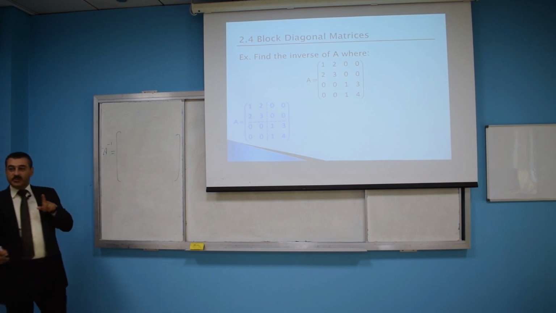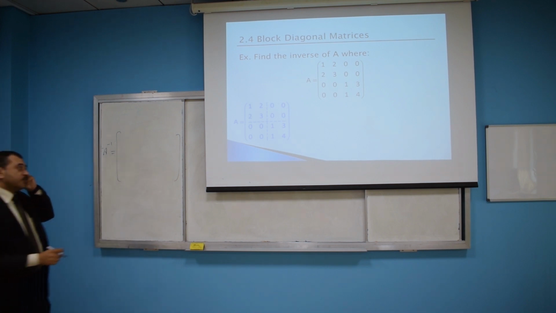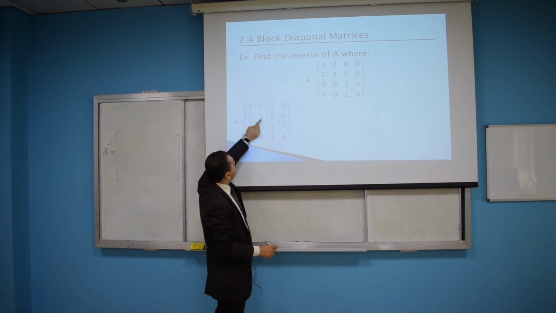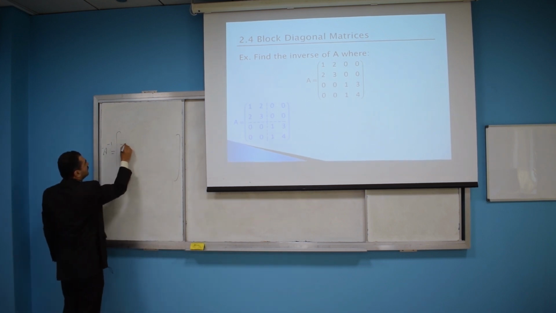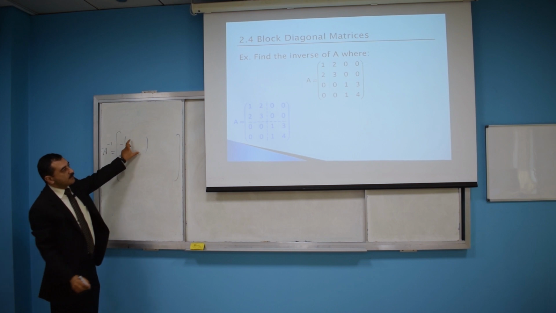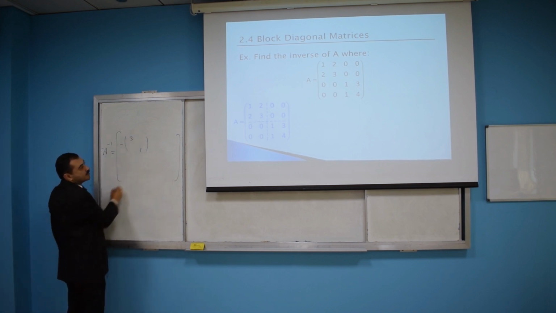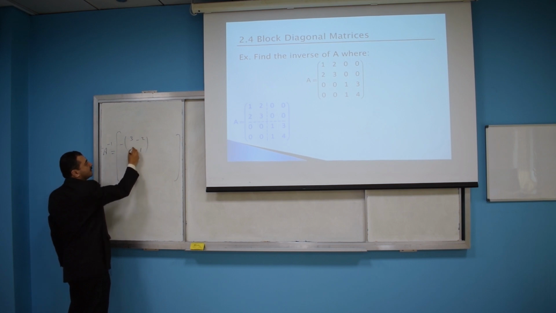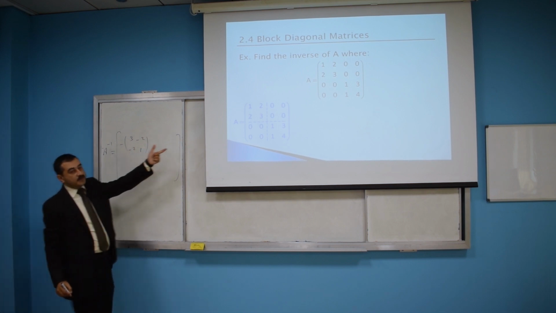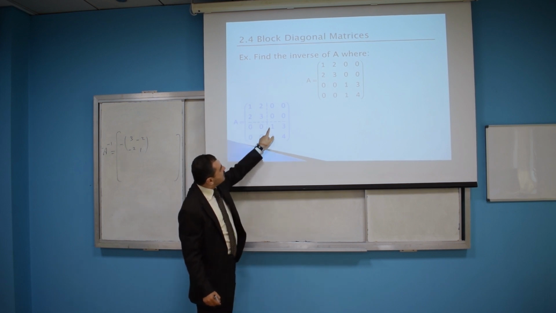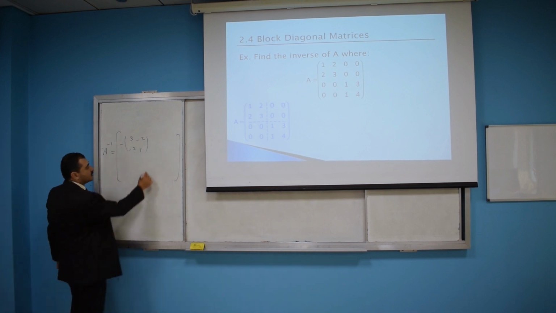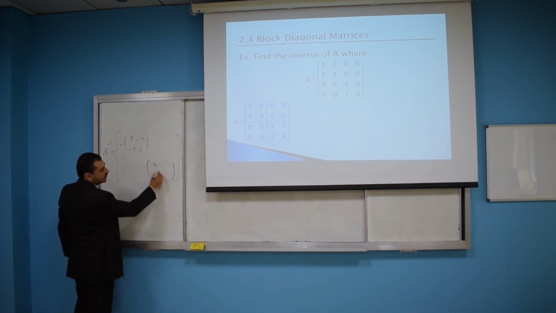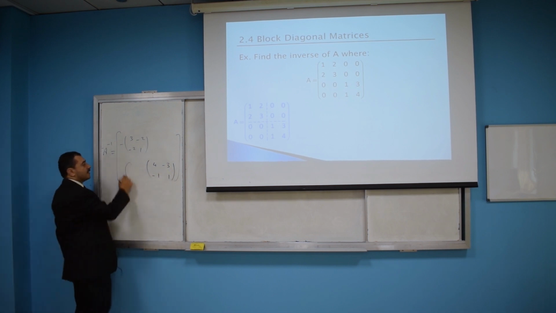Don't forget the determinant. You have to find the determinant for each 2 by 2 matrix here. So we'll have the determinant is 3 minus 4, which is negative 1. So we'll have negative 1. And then interchange the diagonal entries and change the sign of the off diagonal. So this is the inverse of the first block here. About the second one, the determinant is 1. So simply here interchange the diagonal and change the sign of the off diagonal. And these guys are zeros.